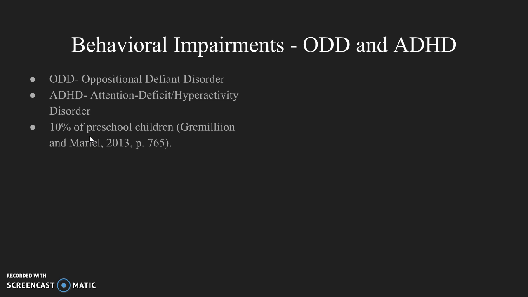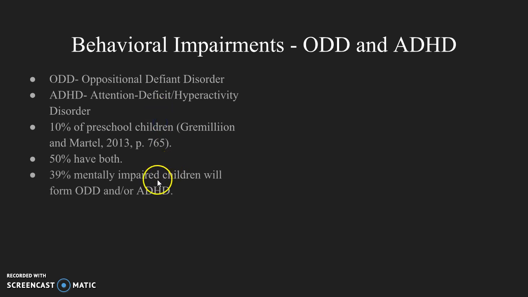10% of school children are diagnosed with some form of ODD or ADHD. And it's said that 50% of preschool children that have been diagnosed have both ODD and ADHD. When testing mentally impaired children, roughly 39% of these children will also have some form of ODD and ADHD, or both combined.